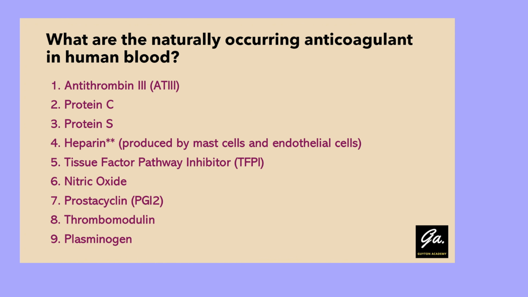What are the naturally occurring anticoagulants in the human body? Like antithrombin 3, protein C, protein S, heparin, tissue factor pathway inhibitor, nitric oxide, prostacyclin, thrombomodulin and plasminogen.